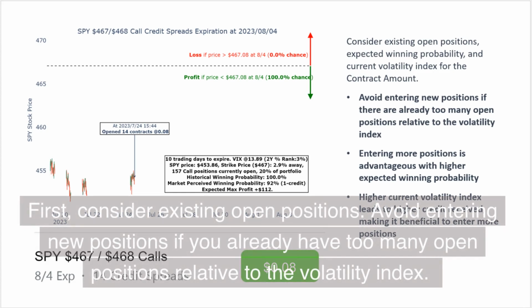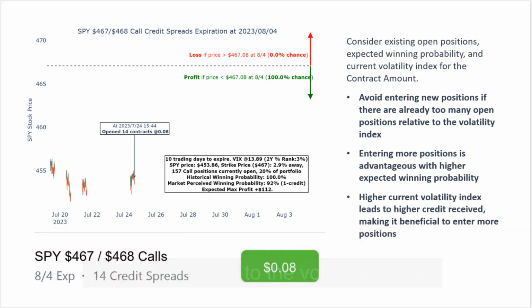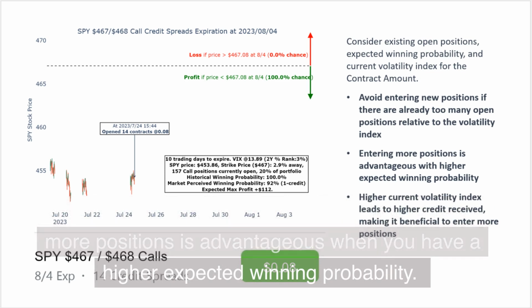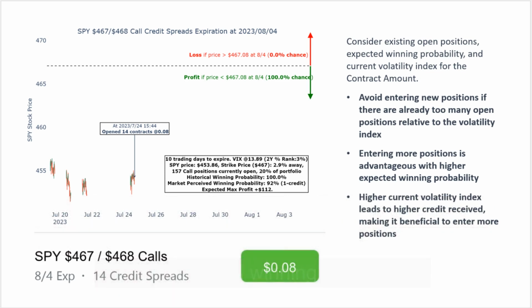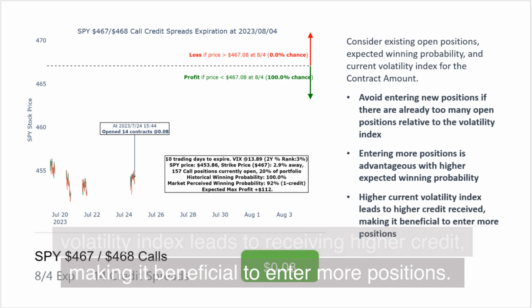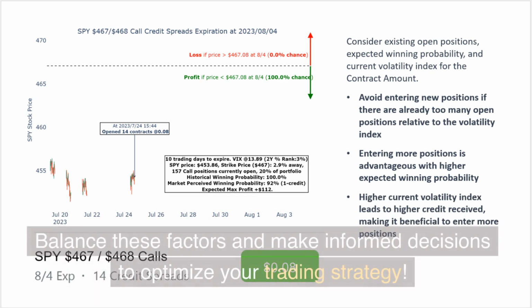First, consider existing open positions. Avoid entering new positions if you already have too many open positions relative to the volatility index. Second, expected winning probability. Entering more positions is advantageous when you have a higher expected winning probability. Third, the current volatility index. A higher current volatility index leads to receiving higher credit, making it beneficial to enter more positions. Balance these factors and make informed decisions to optimize your trading strategy.